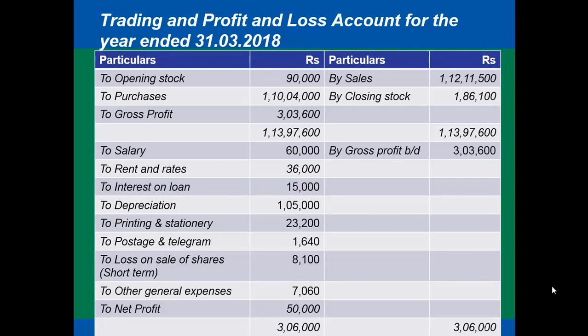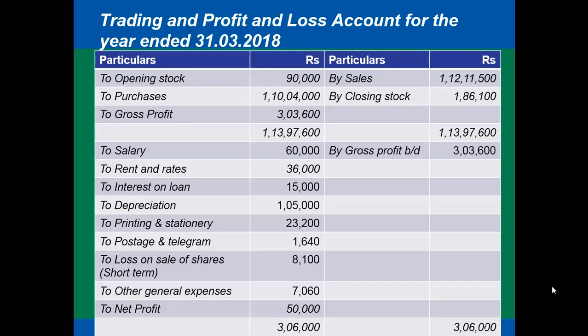So there was an opening stock of rupees 90,000. Purchases made during the year were 1 crore 10 lakh 4,000. Sales for the same period was 1 crore 12 lakh 11,500. And there was a closing stock as on 31st of March 2018 amounting to rupees 1 lakh 86,100. So as per the trading account, there is a gross profit of 3 lakh 3,600. Now we move on to the profit and loss account.